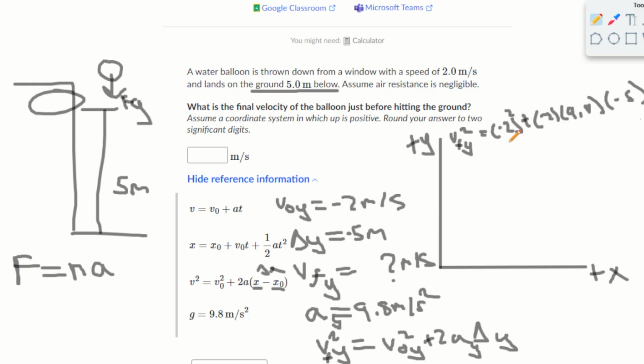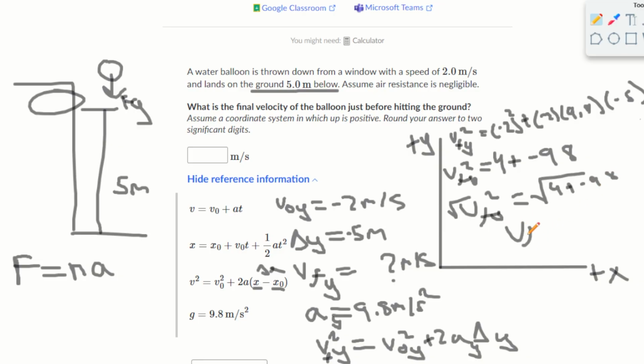Knowing that, we can go ahead and solve. Negative 2 squared would be 4, plus 5 times 9.8 would be 49, negative because of the negative 5. Then negative 49 times 2 would be negative 98. So 4 plus negative 98 is equal to v final y squared. To get rid of the square, we take the square root of 4 plus negative 98. So we get v final y is equal to the square root of negative 94.